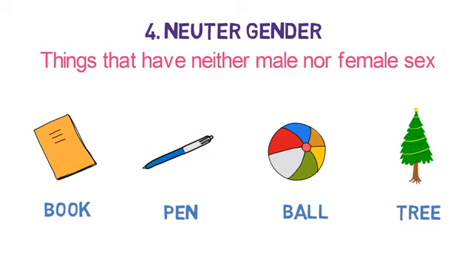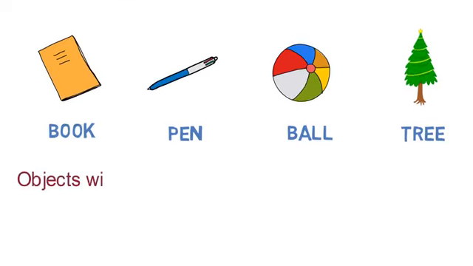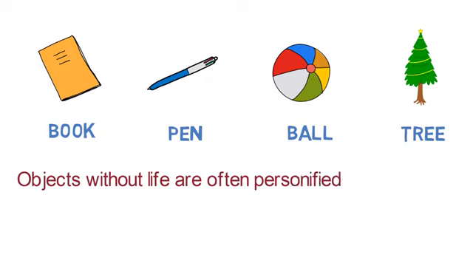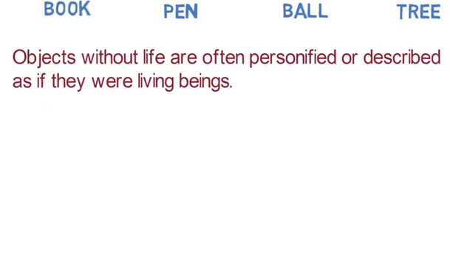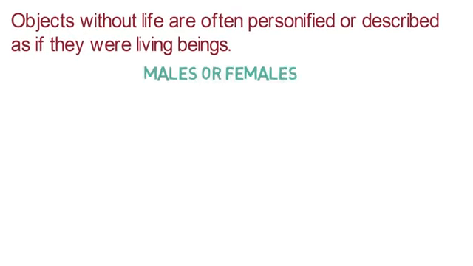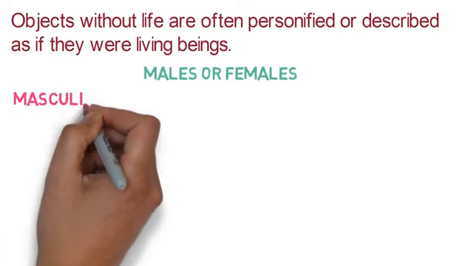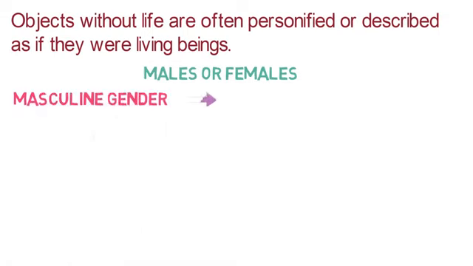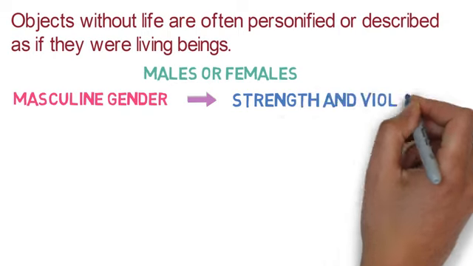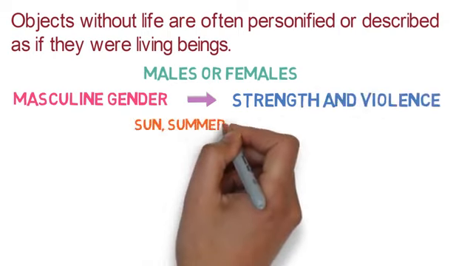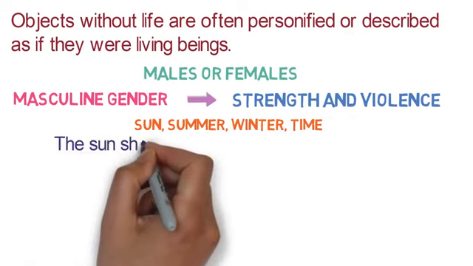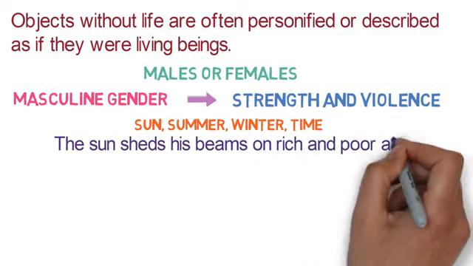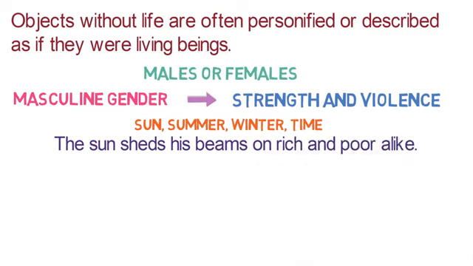One point to note about neuter gender is that objects without life are often personified or described as if they were living beings. In this case, we regard them as males or females. The masculine gender is often applied to objects remarkable for strength and violence, as in the sun, summer, winter, time. For example, the sun sheds his beams on rich and poor alike. Notice the word his, which is used to refer to the sun.